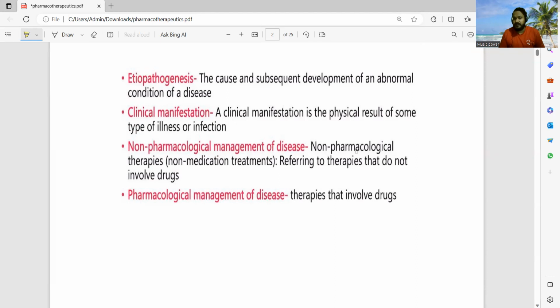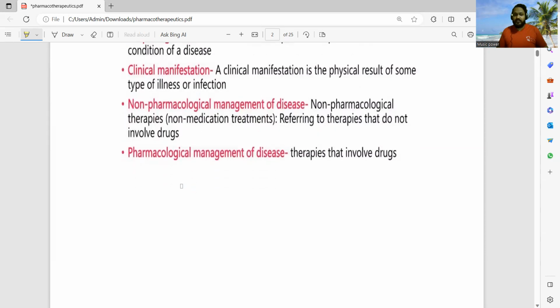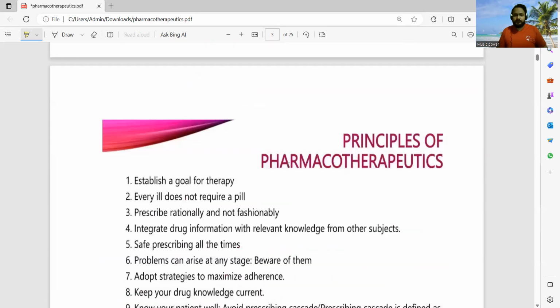Non-pharmacological management of disease. Non-pharmacological therapies are non-medical treatments, therapies that don't involve drugs. They are just a change in habits which can improve or heal the disease just by an alteration of daily life routine or habits. So non-pharmacological management is also important, and we study it in pharmacotherapeutics. Pharmacological management of disease includes the use of drugs in the treatment or in therapies.